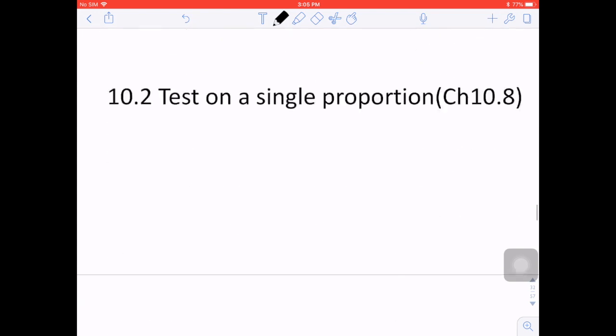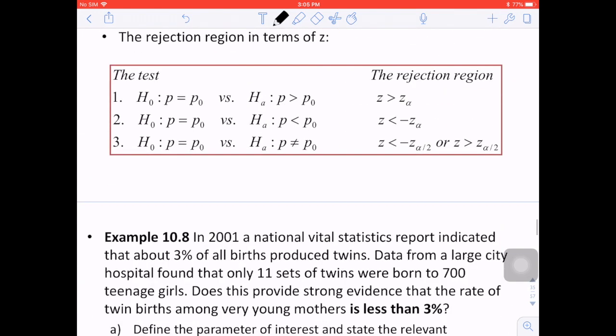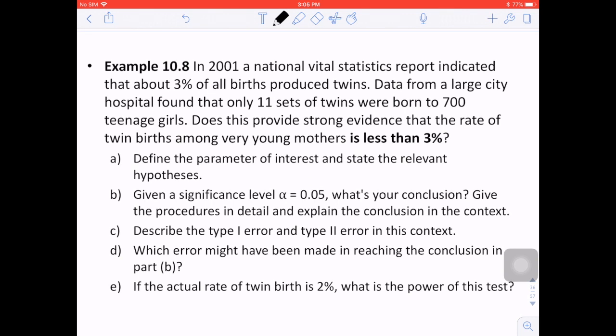Example 10.8. In 2001, a National Vital Statistics report indicated that about 3% of all births produced twins. Data from a large city hospital found that only 11 sets of twins were born to 700 teenage girls. Does this provide strong evidence that the rate of twin births among very young mothers is less than 3%? So question A: define the parameter of interest and state the relevant hypothesis.